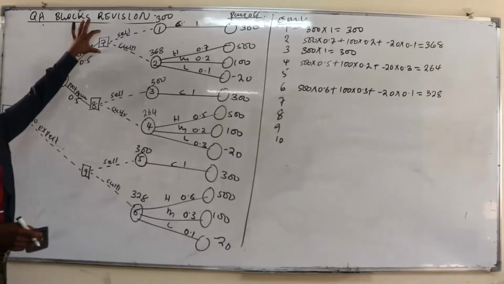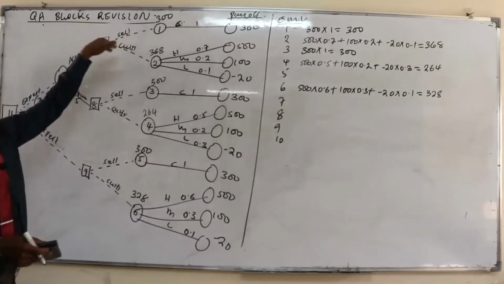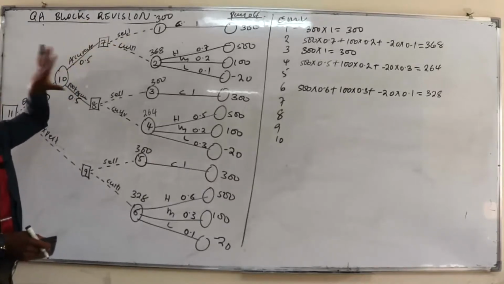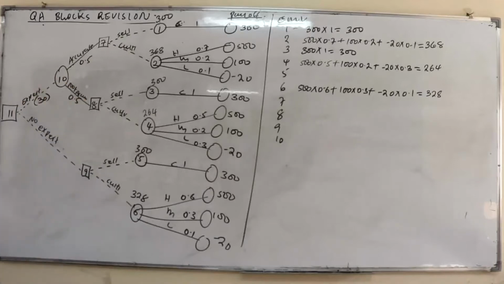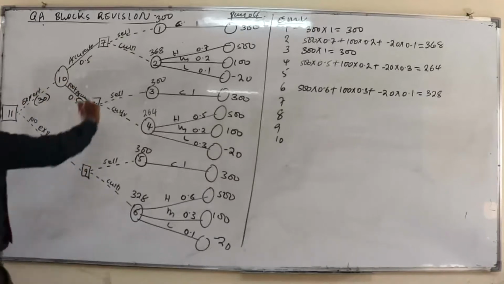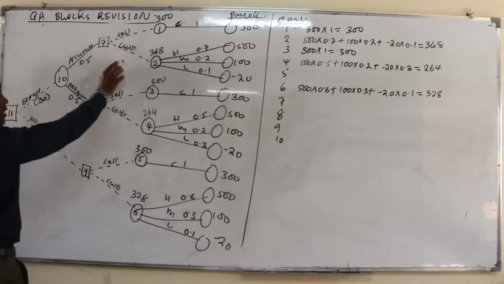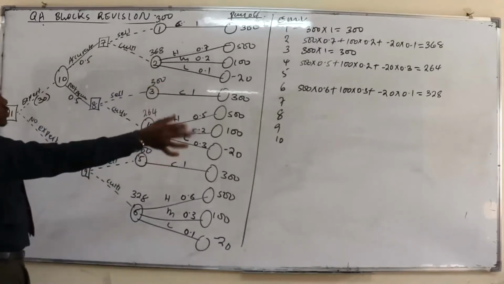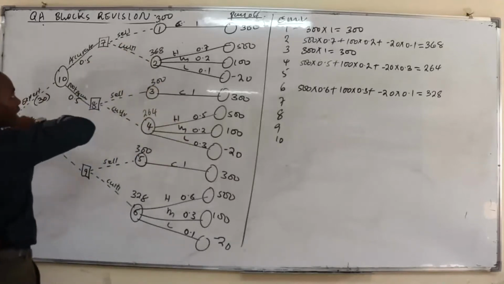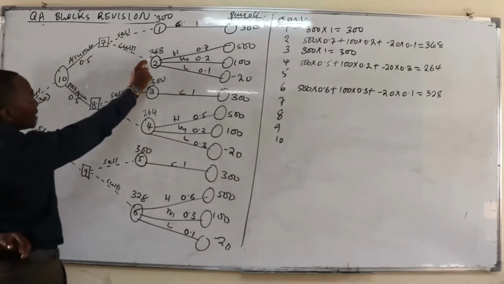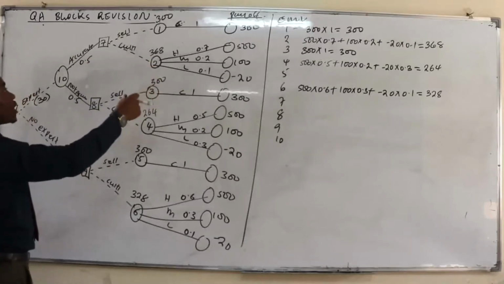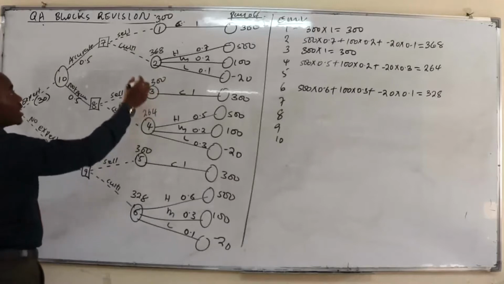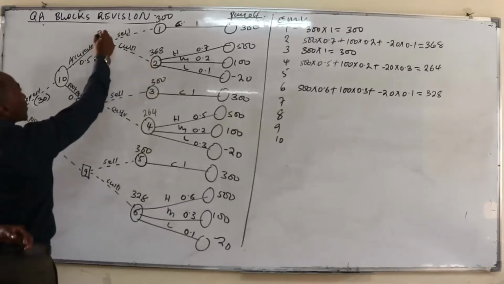Now in node number 7, these are options, and for the options you take the one with the highest EMV. So for example, node 7, we had 2 outcomes. You can either sell or cultivate. So the option is yours. If you sell, you are getting an EMV of 300. If you cultivate, you are getting 368. You select the one with the highest EMV, so in this case it is 368.